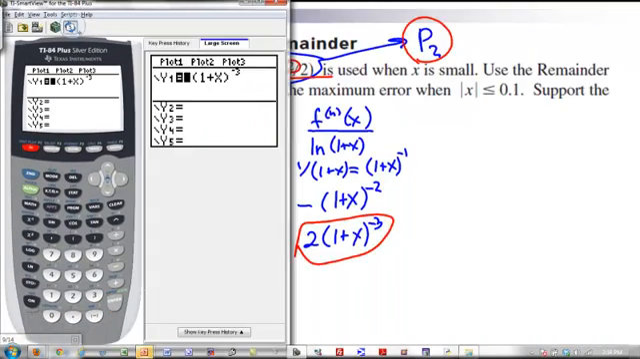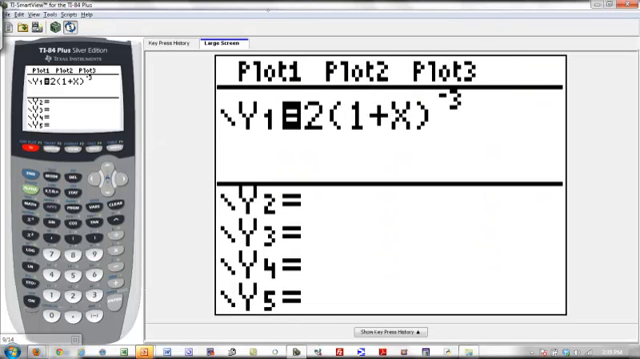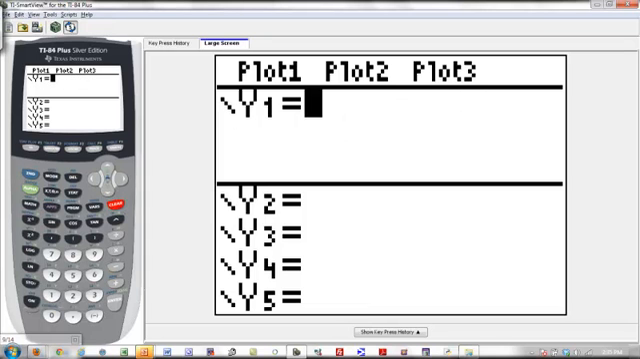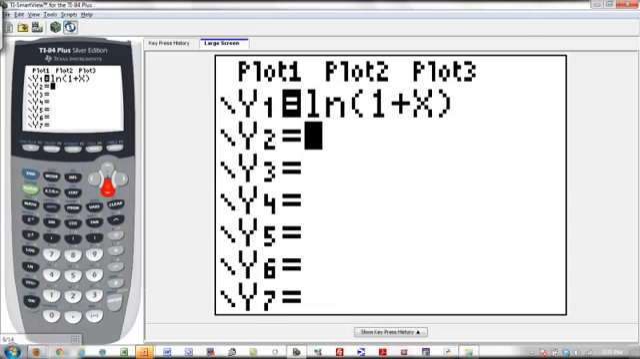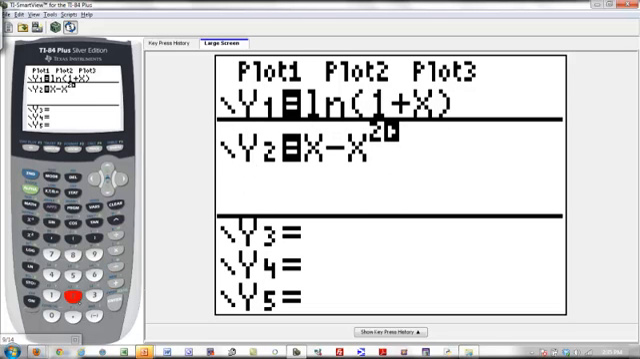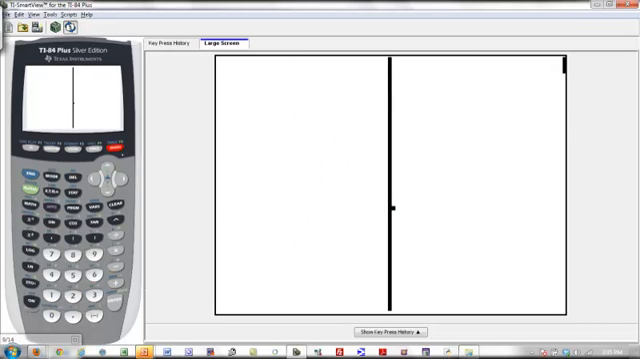I'm going to get rid of that. I want to put the real function in y1: natural log of 1 plus x, right? And then in y2, I want to put the estimator function. It was x minus x squared divided by 2. All right? And let me graph those two.